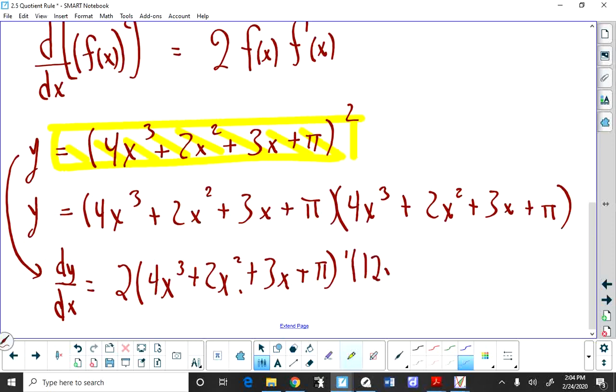So it would be 12x squared plus 4x plus 3. And that's the derivative, and you got it like that. You didn't have to use the product rule. You used some other rule that is eventually going to be called the chain rule. Does that make sense? Okay. Any other questions?